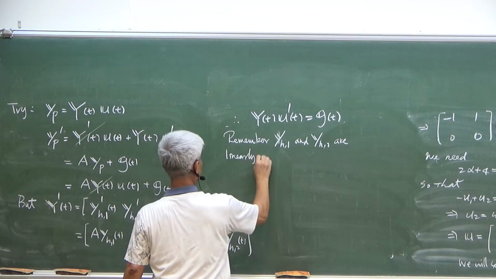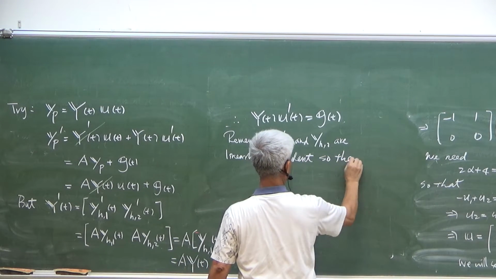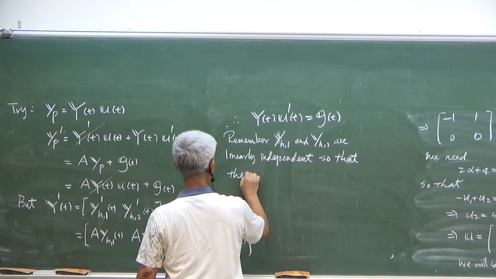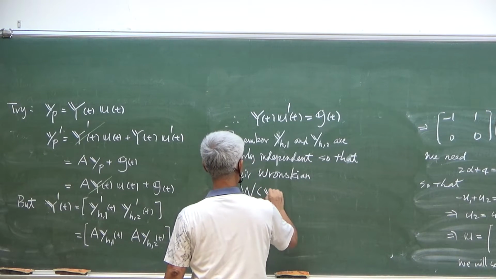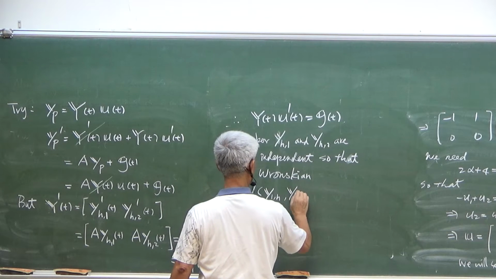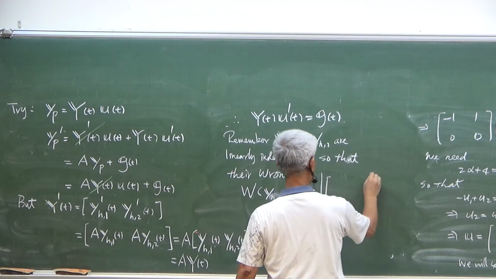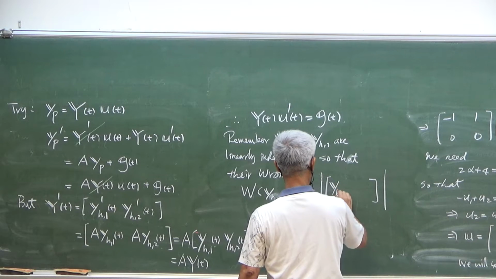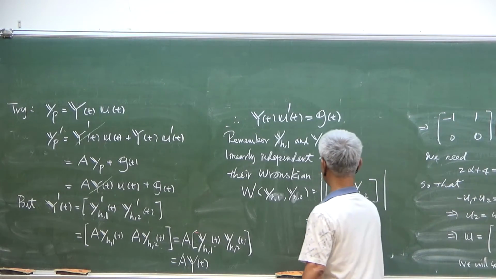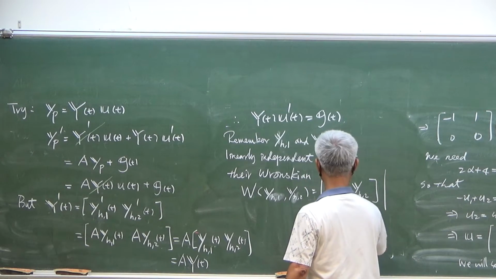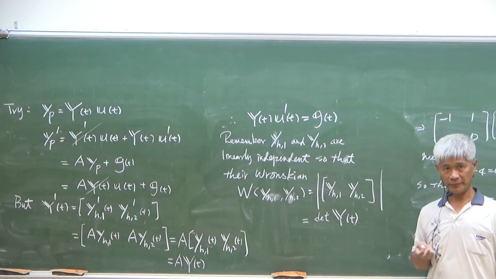YH1 and YH2 are linearly independent, so that their Wronskian W of YH1, YH2, which is the determinant of the matrix, is equal to the determinant of the Y, the fundamental matrix. So the Wronskian indeed is just the determinant of the fundamental matrix.